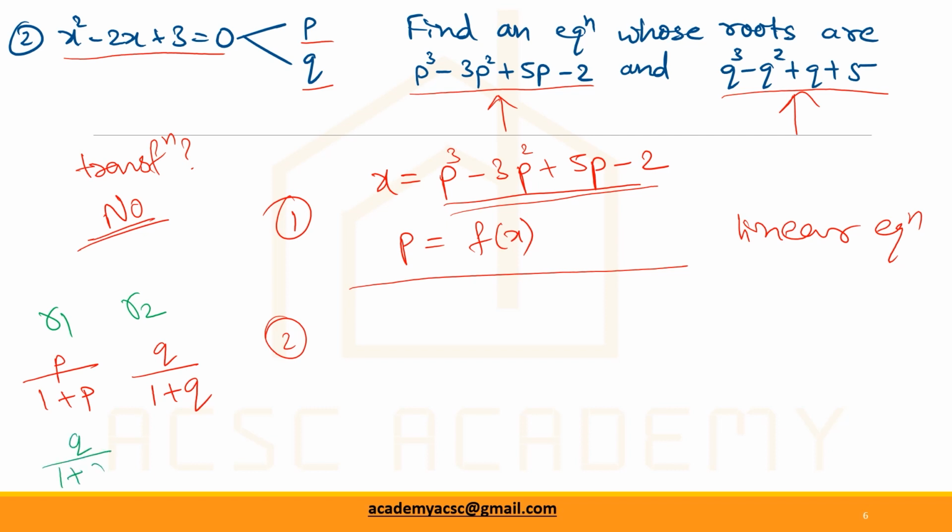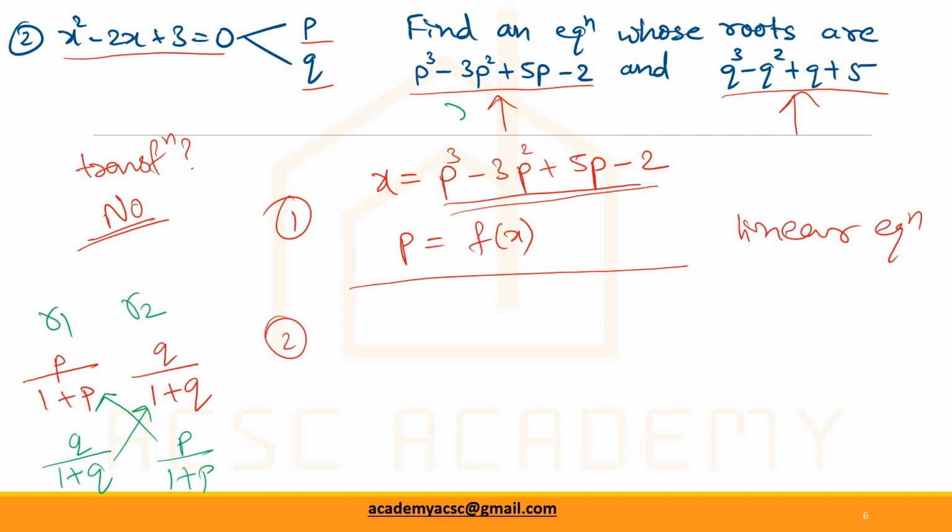Q upon 1 plus q, right? And that is nothing but the second root. Similarly, in the second root, if I substitute p in place of q, I get p upon 1 plus p, which is the first root. So this is what we call symmetric roots. We can interconvert them into each other by changing the variable. In this question, if we see, the roots are not symmetric.